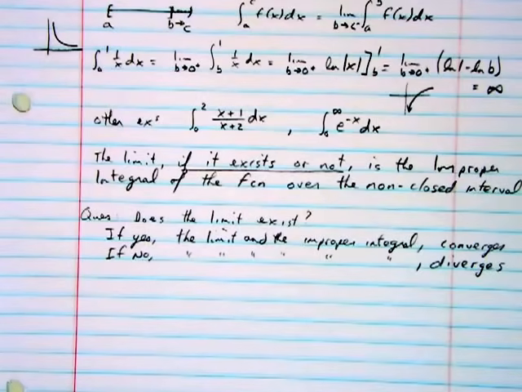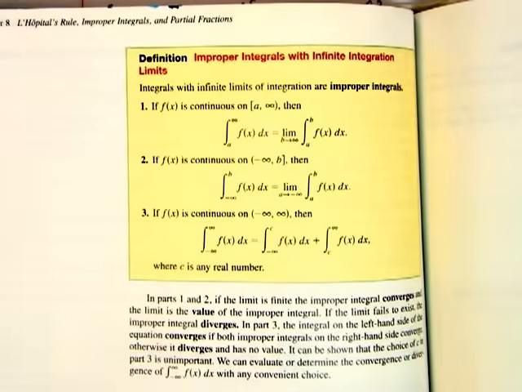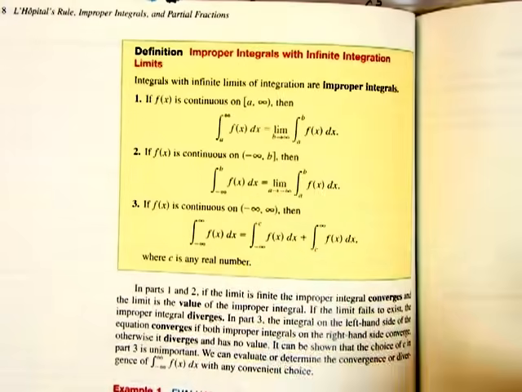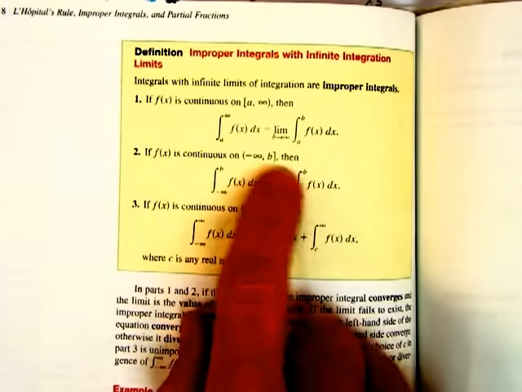Now we have some tables that are in your textbook, and I will show them to you now before I start doing some examples. They are on pages 434 and then 436. So integrals with infinite limits of integration are improper integrals. So we're talking about if we have infinity in there.